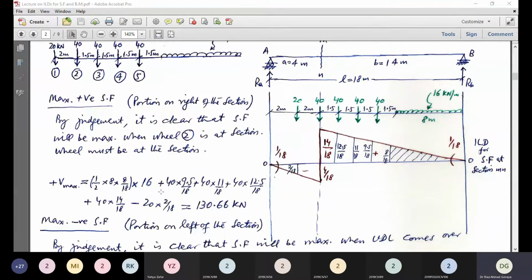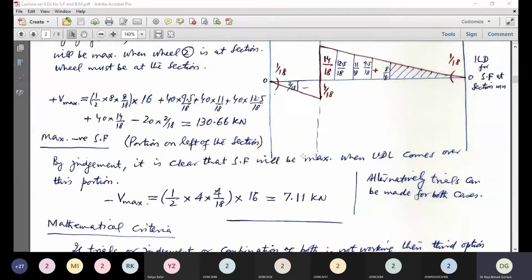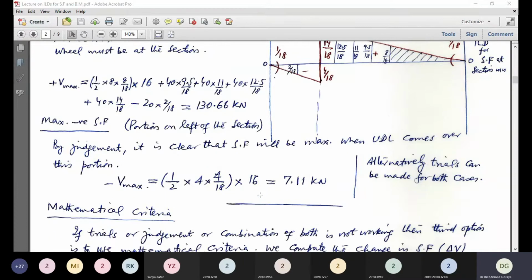Now similarly, the maximum negative shear force. You can see that any wheel on the section will not give the maximum negative shear force. Yes, the UDL is to be placed in the negative region. By judgment, it is clear that the shear force will be maximum when the UDL comes over this portion. So half into 4 into 4 over 18, the area of ILD under UDL, into 16, the intensity of the UDL. This comes to 7.11 kilonewton. Alternatively, you can make trials if anyone is not able to apply the judgment.